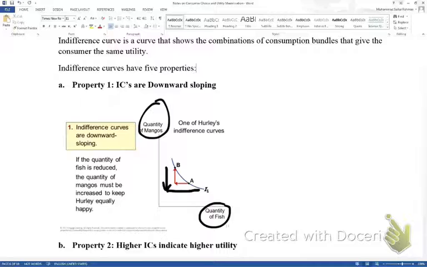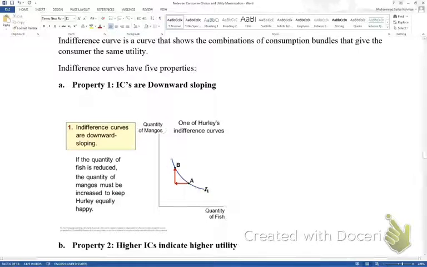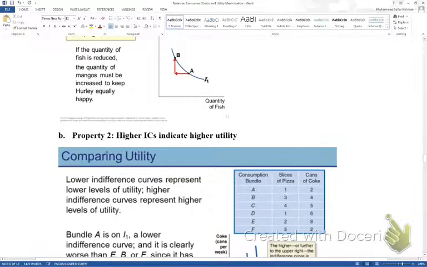So if you suddenly decide to buy less of one good, you have to buy more of the other good, right? This makes sense. If you buy less of something, you might get a loss of utility, and that utility has to be compensated by buying more of the other good. So that's why the indifference curve is downward sloping. Higher indifference curve indicates higher utility.